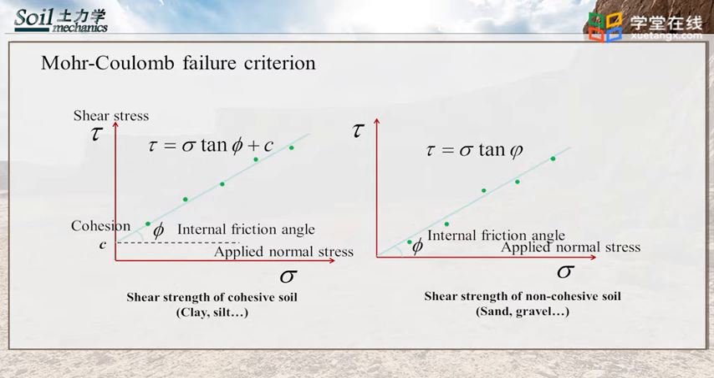For non-cohesive soil, as shown in the second figure, the relation is simplified due to the fact that non-cohesive soil usually has no cohesion. The shear stress equals sigma multiply tangent phi.